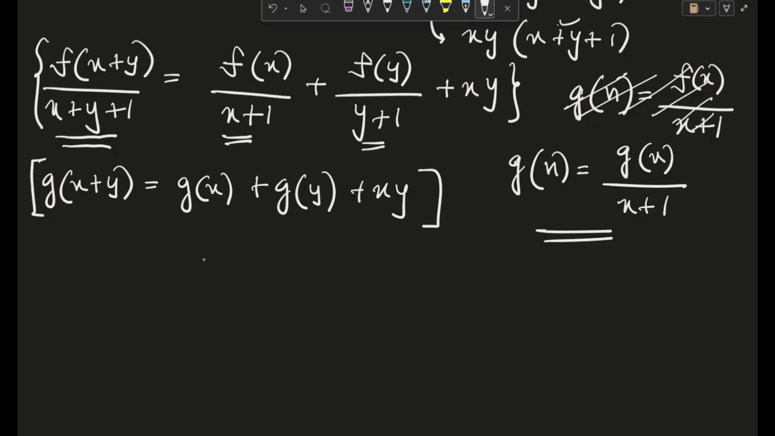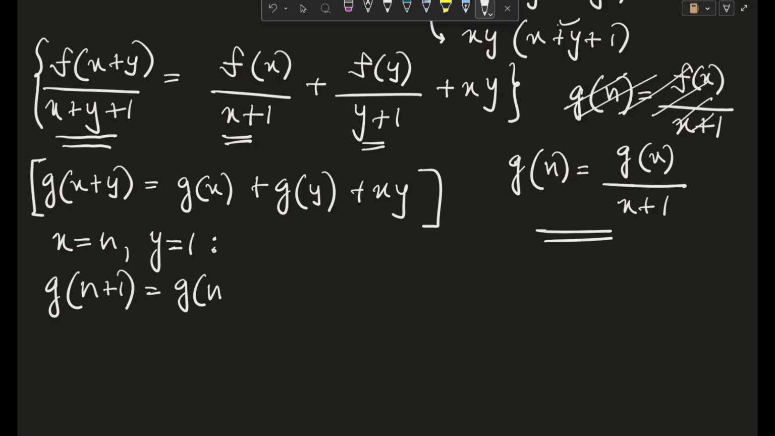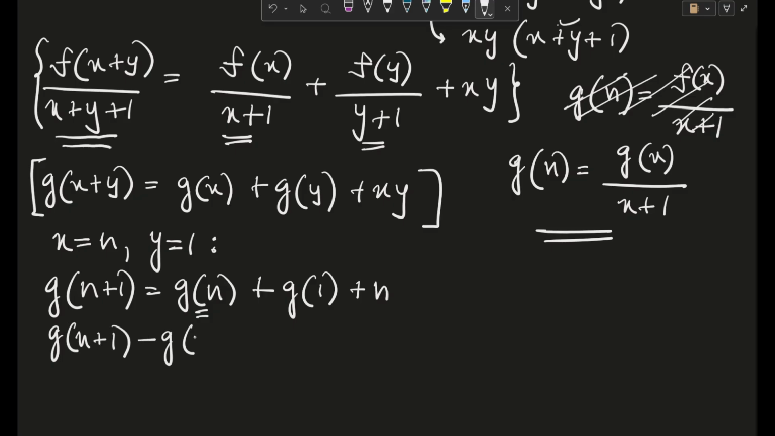So what I am doing is, first let's try to find out by putting x equal to n and y equal to 1, and rewriting this. Basically we will have g of (n plus 1) equal to g of n plus g of 1, and this will be n into 1, that is n. So if we bring this thing to our left hand side, this will be g of (n plus 1) minus g of n equal to g of 1 plus n.